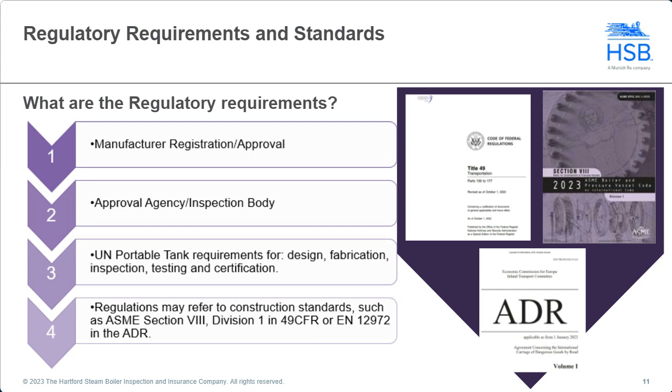So they have what they call an alternative agreement, or commonly referred to as a special permit. If the manufacturer wants to use Section 8 Division 2, you're going to have additional time to get approval from US DOT to use Section 8 Division 2. So that would be a special permit that would be required there. HSB would be able to support you in getting that approval from US DOT.